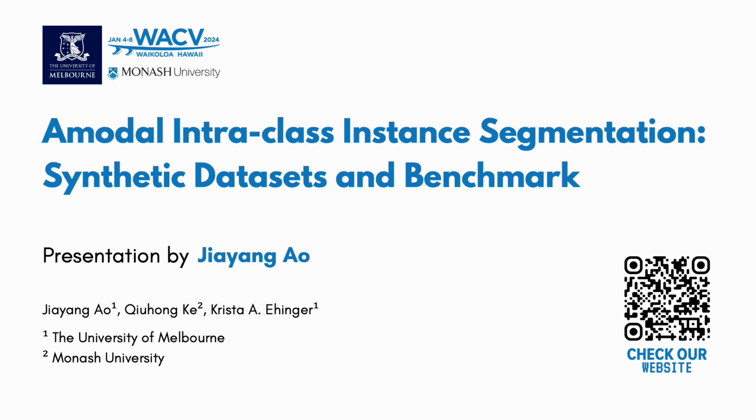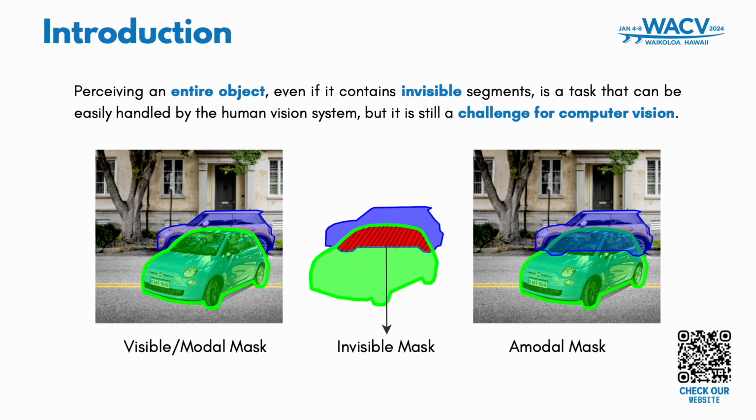It is a great honor to be here to present our work, Amodal Intra-Class Instance Segmentation, Synthetic Datasets and Benchmark. Perceiving an entire object, even if it contains invisible segments, is a task that can be easily handled by the human visual system, but it is still a challenge for computer vision. This capability, known as amodal perception, is crucial for vision tasks that require reasoning about occluding things to ensure reliability and safety, such as robot grasping systems and auto-driving.